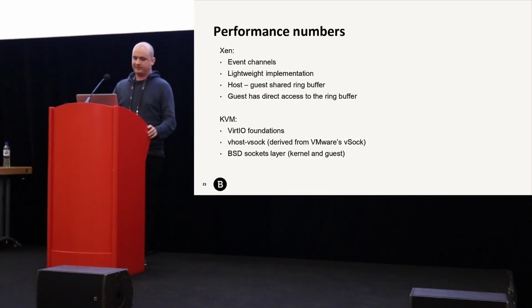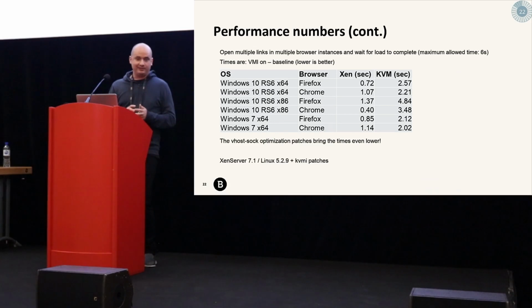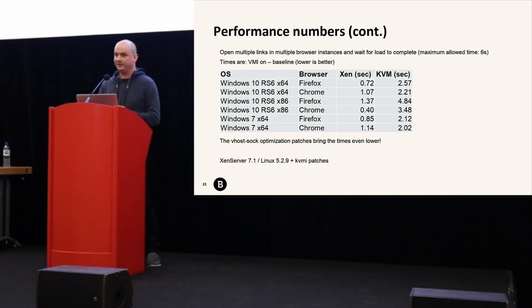And then there's KVM, which for introspection we use virtio. On top of it, we use vhost-vsock, which is derived from VMware's vSock. And on top of it, the BSD sockets layer, everything running in user space. So it's quite a detour taken until messages sent from the security application to the kernel, to the host, get there. With that in mind, the performance of the KVMI compared to the Xen version, which is what we consider to be the mature one, is very close. And this is what we find today in mainline.